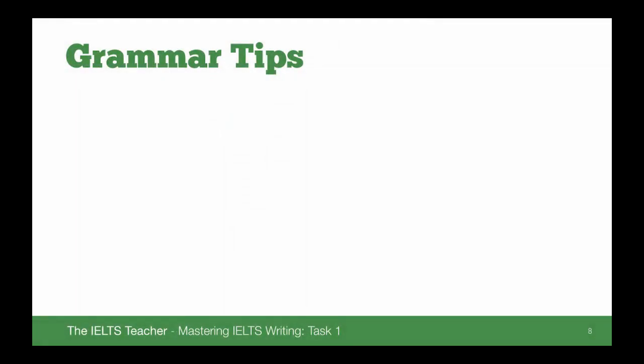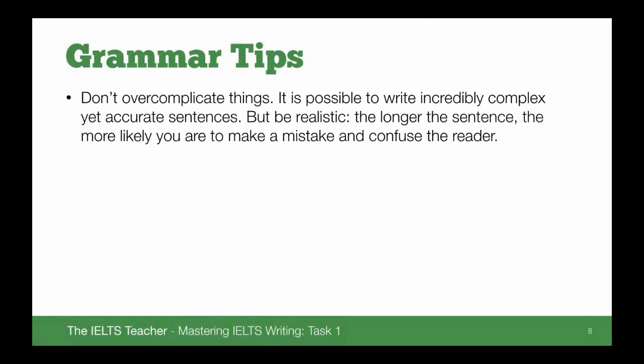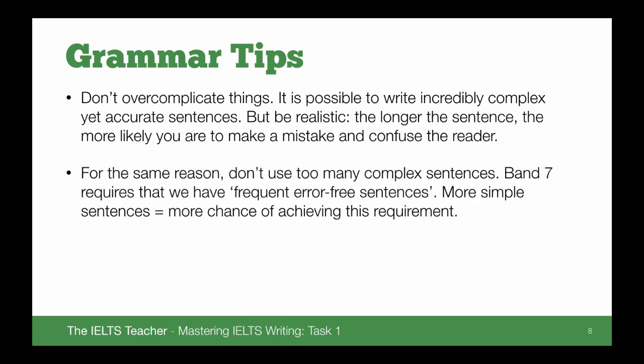Now here are just a few tips. Try not to overcomplicate things. It is possible to write incredibly complex yet accurate sentences, but be realistic. The longer the sentence, the more likely you are to make a mistake and confuse the reader. For the same reason, don't use too many complex sentences. Band 7 requires that we have frequent error-free sentences. The more simple sentences we have, the more chance we have of achieving this requirement.